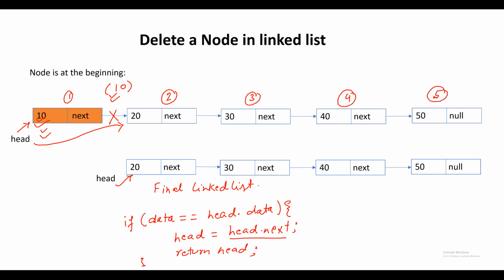You can see it like if the data is equal to head.data, in this case we have to point our head to the next node of the linked list. So this we can just point it like this, and to point it we can use this method to get the address of the next node. And just after that, you have to just return the head. So when you're returning the head here, basically you are returning the address of this second node. So this is the operation which we have to do when the node is at the beginning.